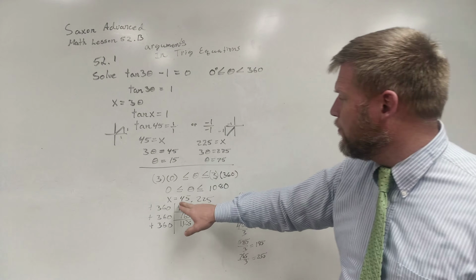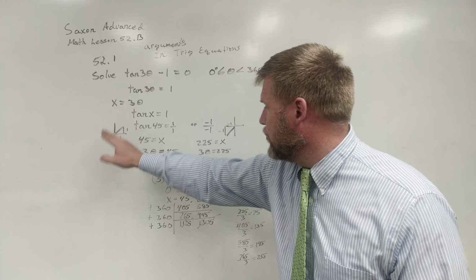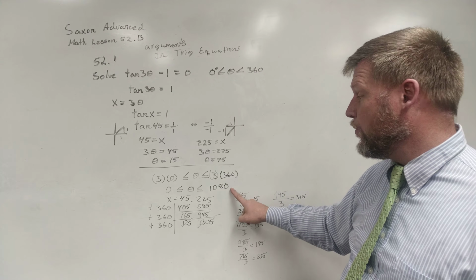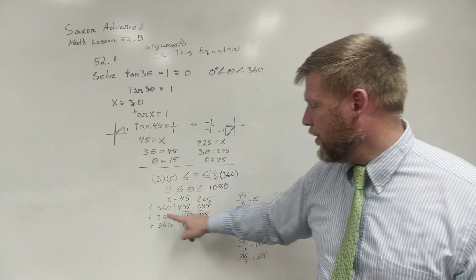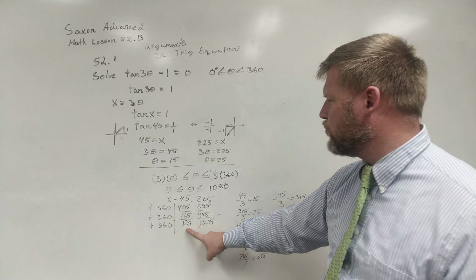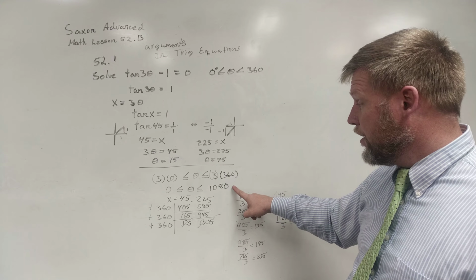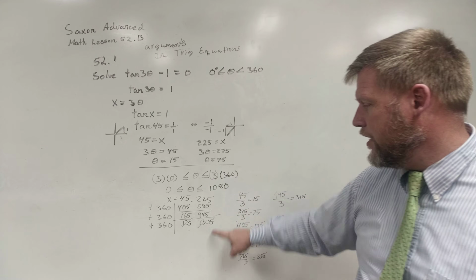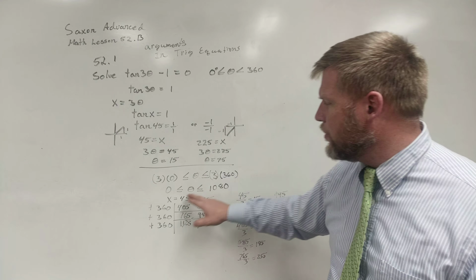So I went ahead and put down my 45 and my 225 because I know that's what x is. And I said that's my first quadrant and my third quadrant. But you realize that I'm now not just limited to 360, I'm limited to 1080. So I go ahead and say 45 plus my 360 is 405, plus 360 is 765, plus 360 is 1125. And I stop there and I cross the 1125 out because 1125 is greater than 1080 and it no longer works. I go to my 225, add 360, get 585. Add 360, get 945. Add 360, 1305. Ooh, I got another problem. That's too big.